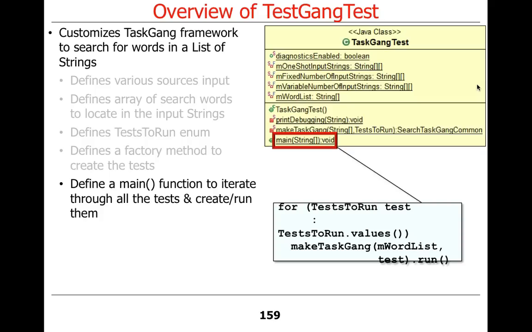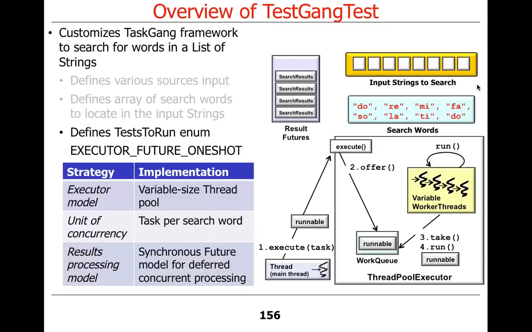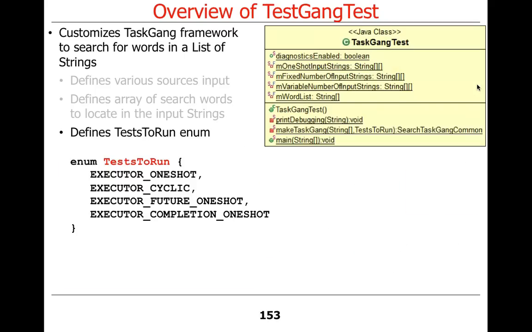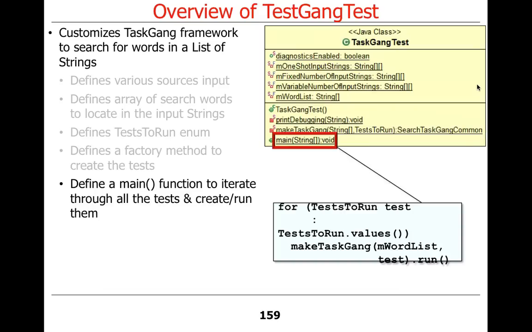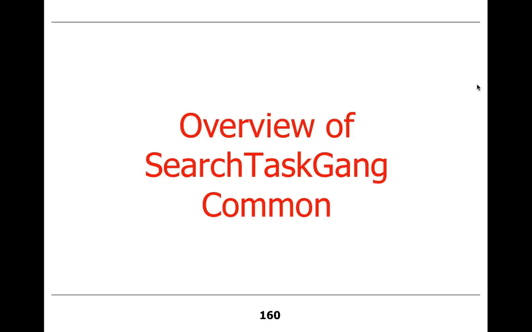So the tests to run values, if you have an enumerated type, which we have, which is called tests to run, if you go back over here, you will see tests to run. It has a bunch of enumerated literals. If you want to iterate through this thing, you simply say tests to run dot values, use a for each loop, and then you just take the result that comes back and you can use it as a variable. So we're passing in the enumerated literal one at a time into the make TaskGang factory method. So that's kind of cool. You may already have known that. I didn't know that until I looked at this and I was like, wow, that's pretty cool. All right, so that's the test driver.